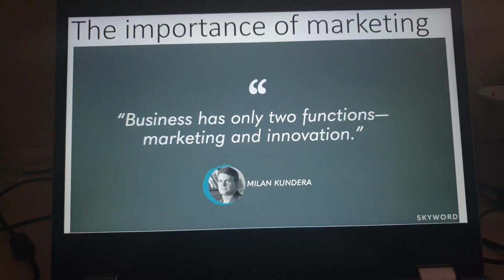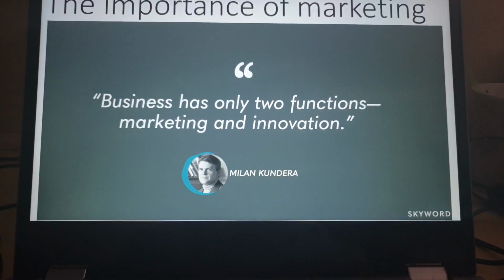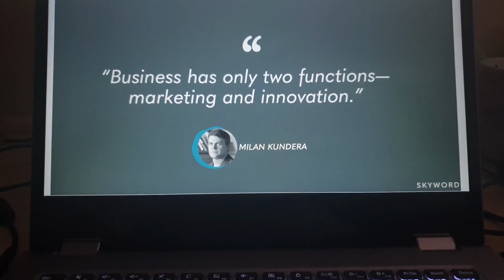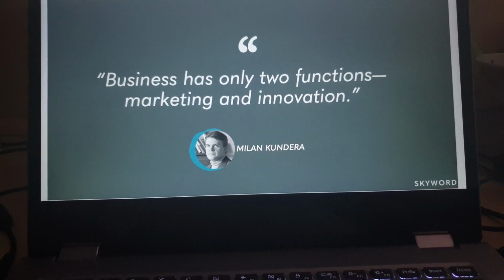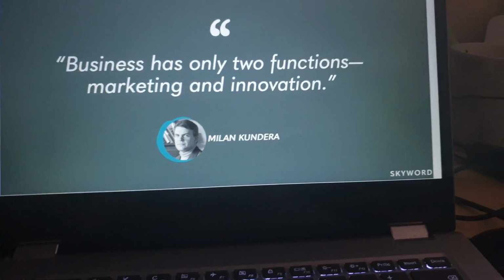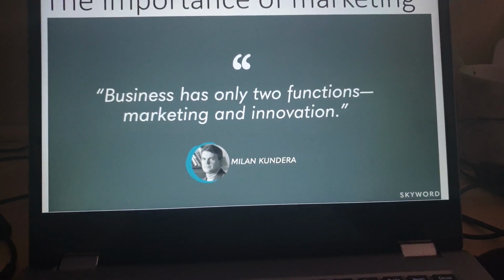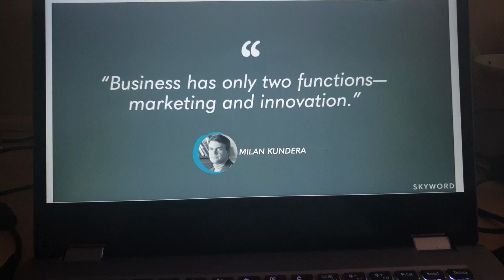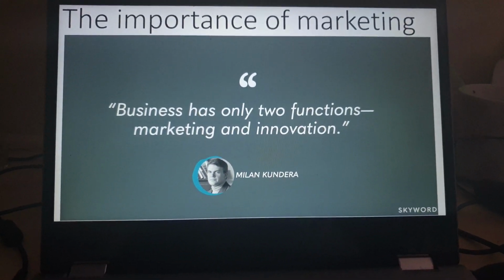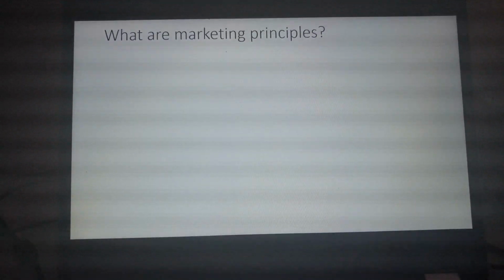Now, is marketing important? The importance of marketing can be summarized in that sentence by Milan Kundera. Business has only two functions: marketing and innovation. Indeed, the students will innovate ways of reaching the customer even when they are still in class. They don't have to start a business before they do that. So, the importance of marketing.